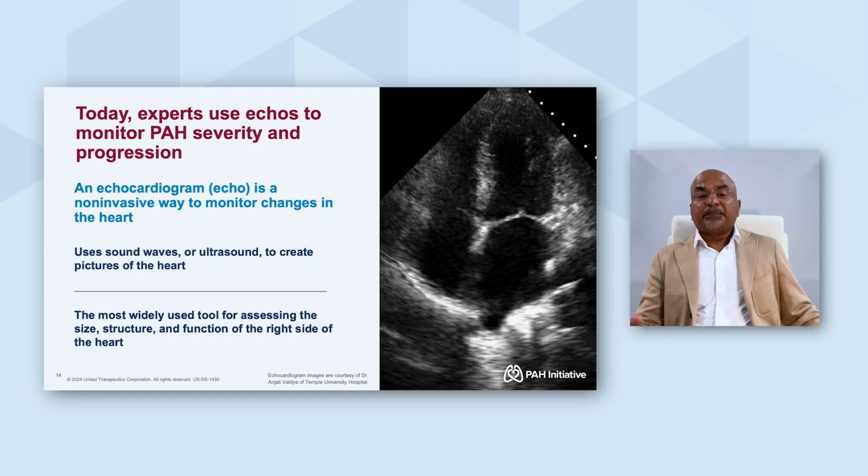Today, experts use echocardiograms to monitor pulmonary arterial hypertension severity and progression. An echocardiogram is a non invasive way to monitor changes in the heart. It uses sound waves or ultrasound to create pictures of the heart. It is the most widely used tool for assessing the size, structure, and function of the right side of the heart.